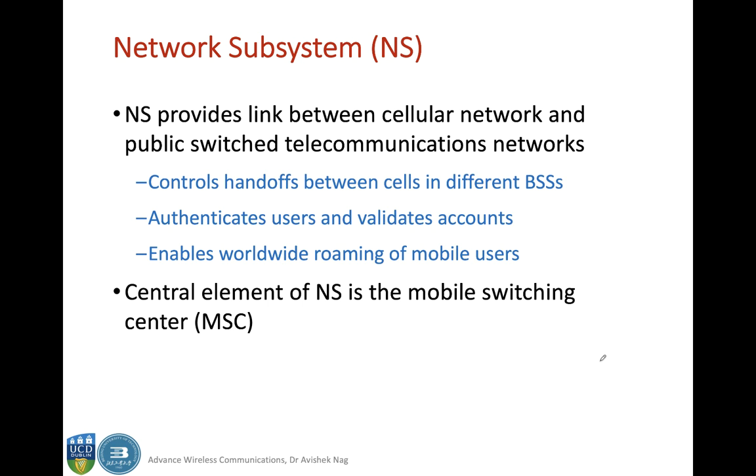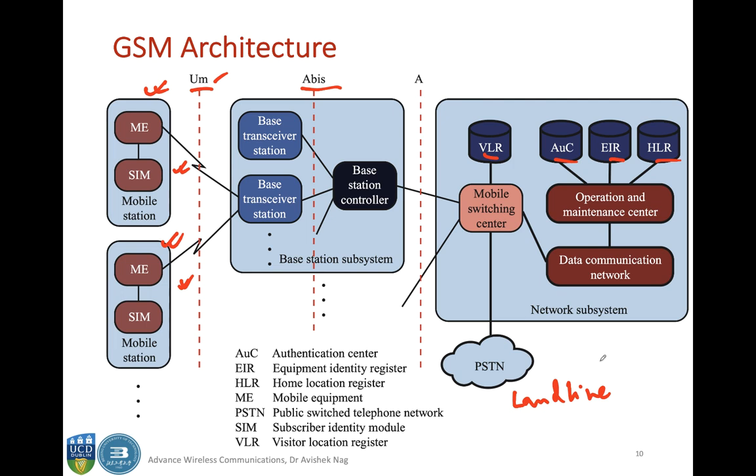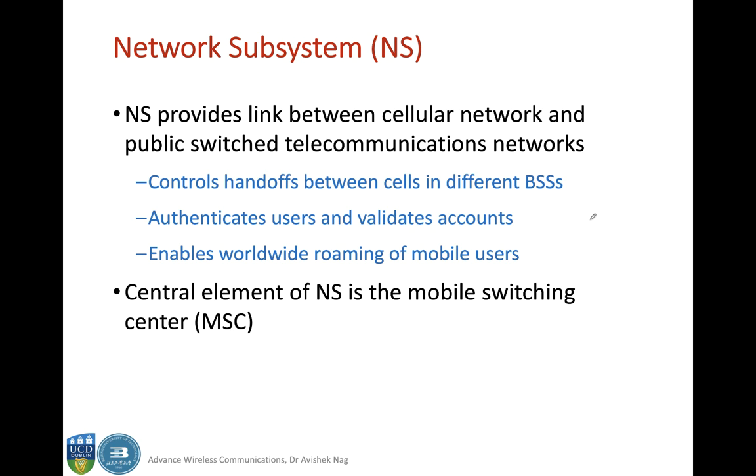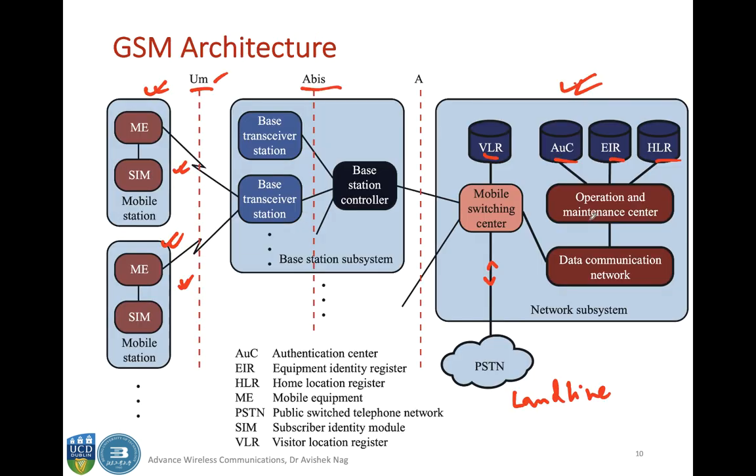Then comes the network subsystem, which you also saw in the picture. The network subsystem provides the link between the cellular network and the public switched telephone network, or PSTN. It provides connectivity between the mobile network and the public switched telephone network. Several functions of the network subsystem are controlling handoffs between cells in different BSSs, authentication of users and validation of their accounts, enabling worldwide roaming of mobile users, etc. And the central element of the network subsystem is the mobile switching center, which you saw before.